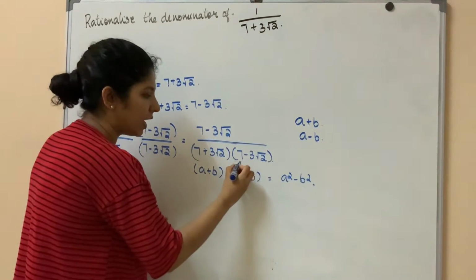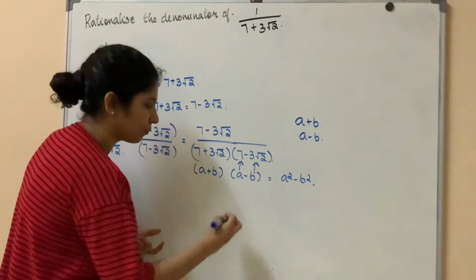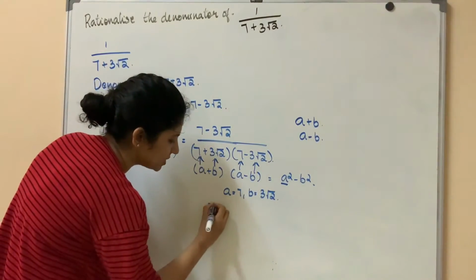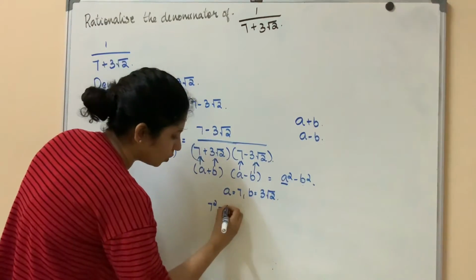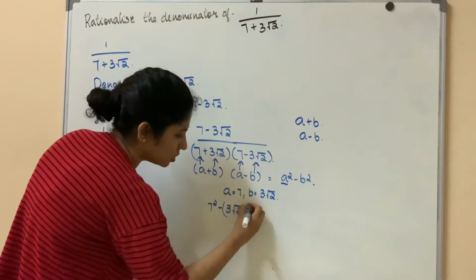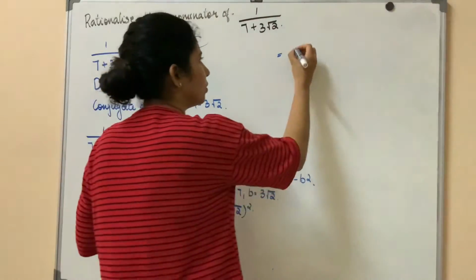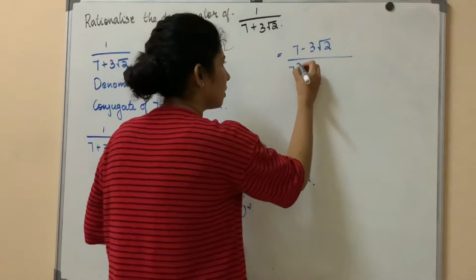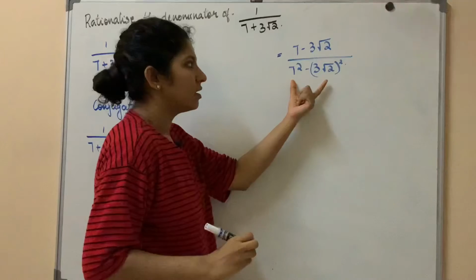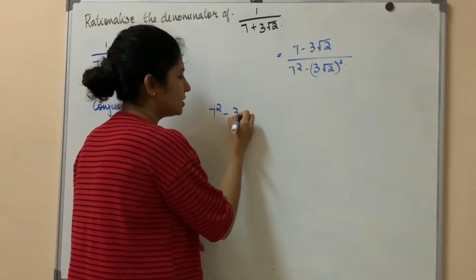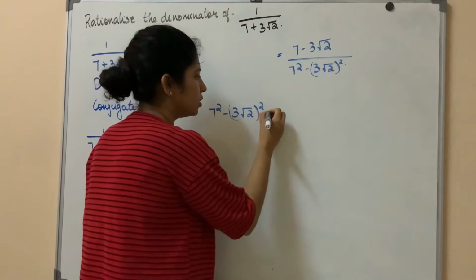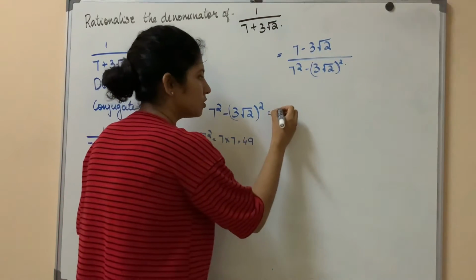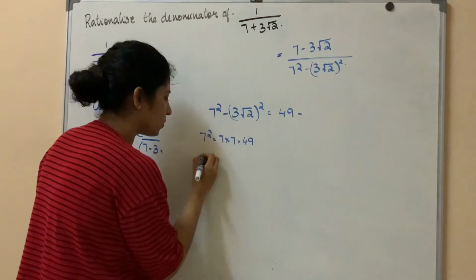Okay, we compare, here a is equal to 7 and b is equal to 3 root 2. Okay, so a square, a is equal to 7, so a square is 7 square, minus b square, b is equal to 3 root 2, 3 root 2 whole square. So this is equal to 7 minus 3 root 2 by 7 square minus 3 root 2 whole square. We can solve the denominator separately. That is 7 square minus 3 root 2 whole square equal to 7 square. 7 square is 7 into 7, 7 into 7 is 49, right? So this is equal to 49 minus 3 root 2 whole square.